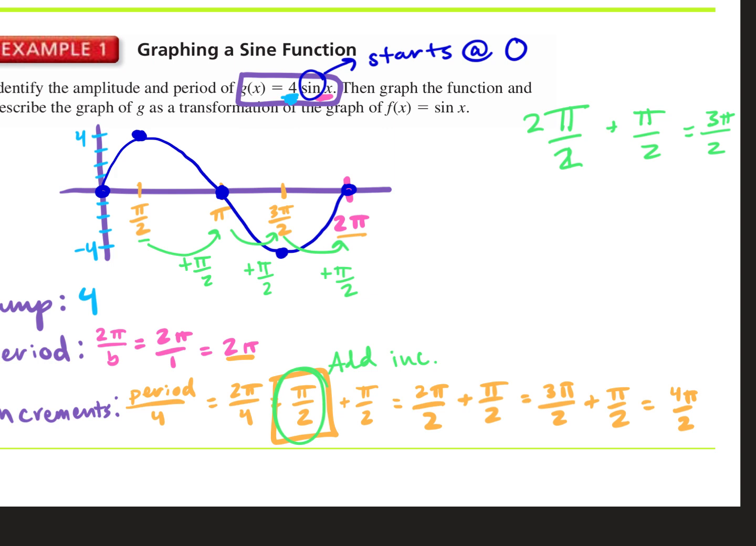Yeah, so the formula for period is always 2 pi over b, and the formula for increments is always period divided by 4, always. Because you're just cutting the period into 4 parts to put your key points there.